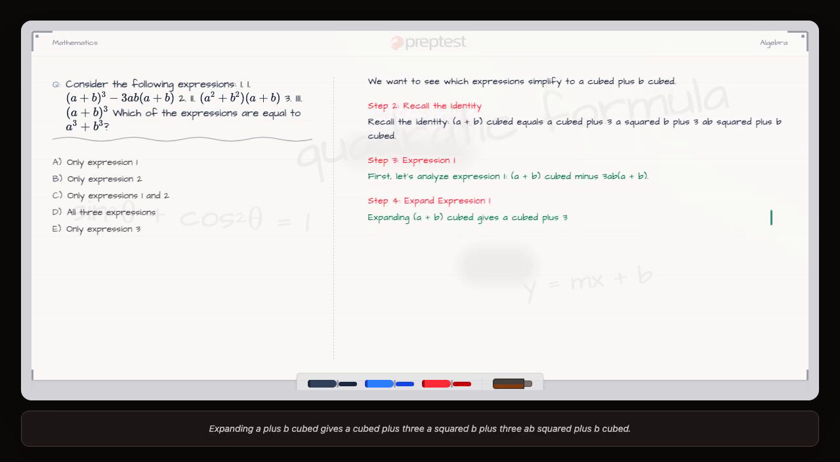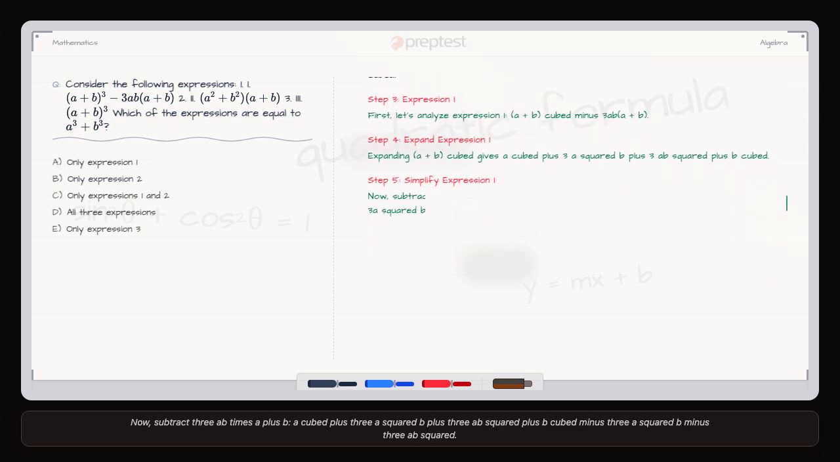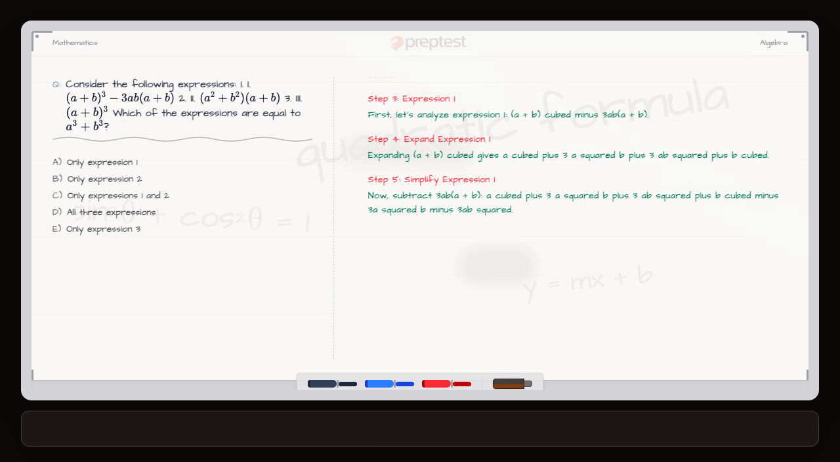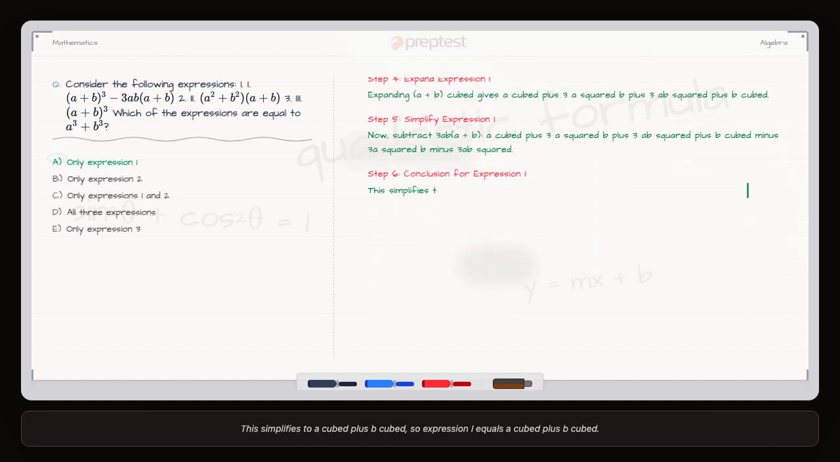Expanding (a plus b) cubed gives a cubed plus 3a squared b plus 3ab squared plus b cubed. Now, subtract 3ab times (a plus b): a cubed plus 3a squared b plus 3ab squared plus b cubed minus 3a squared b minus 3ab squared. This simplifies to a cubed plus b cubed, so expression I equals a cubed plus b cubed.